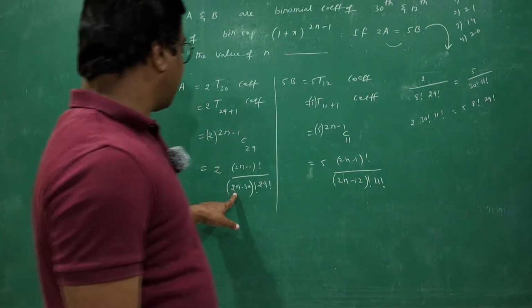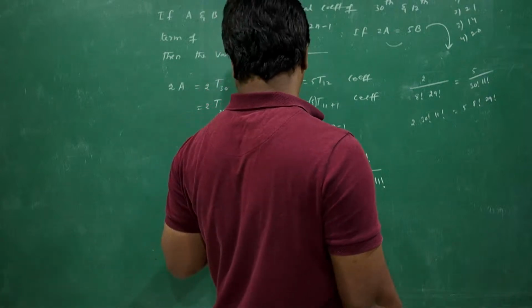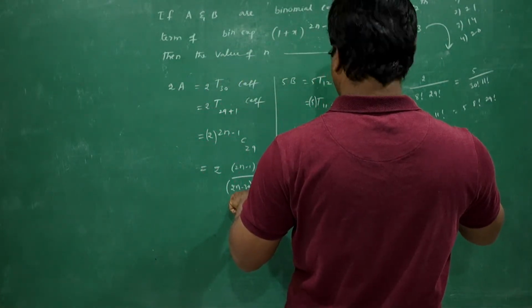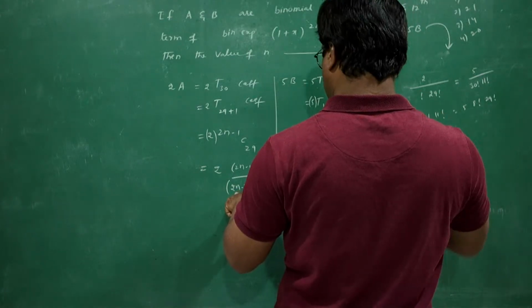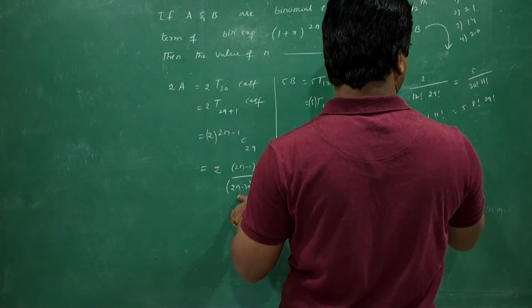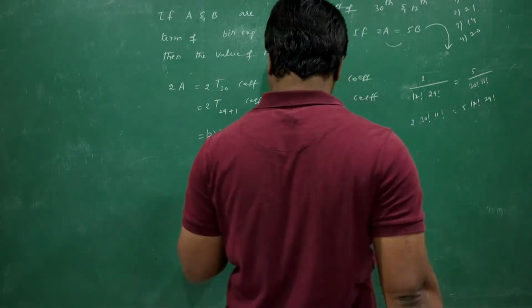42 minus 30. So it is 12, right? Okay. Here 12 factorial should be there.